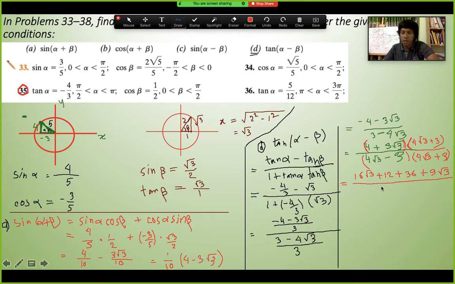Now this part here is a little bit straightforward, because this is a minus b into a plus b, that means a square minus b square. So basically you can directly write it as 4 root 3 whole squared minus 3 whole squared. Let's write this 3 nicely.